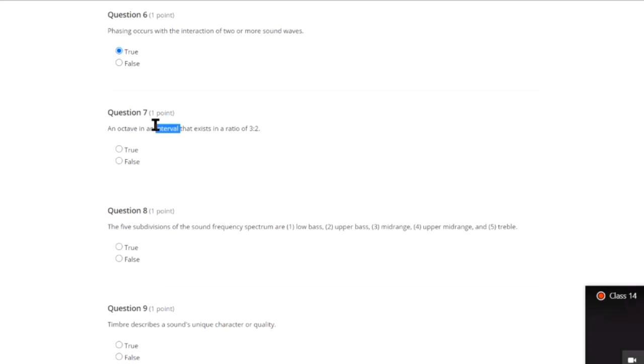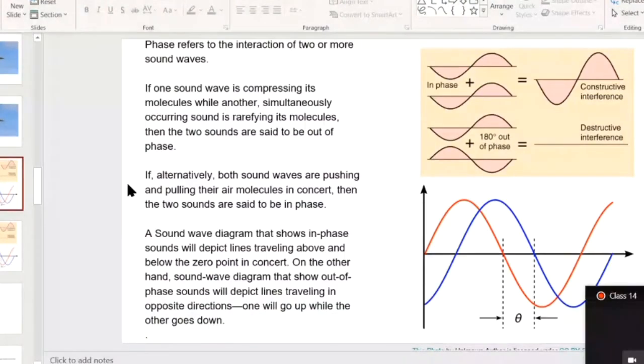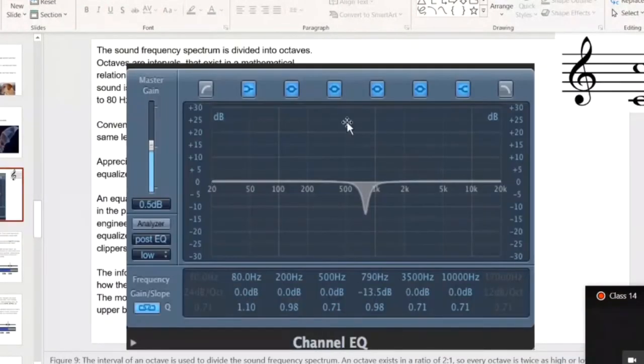Perhaps the most common interval is the octave. And the octave is used to divide up the sound frequency spectrum as follows. If we go back to our equalizer, the difference between 100 hertz and 200 hertz is the difference of an octave, because 200 is twice as high as 100. You've got something like 100, and then if you play another note that is a frequency of 200, you have an octave.